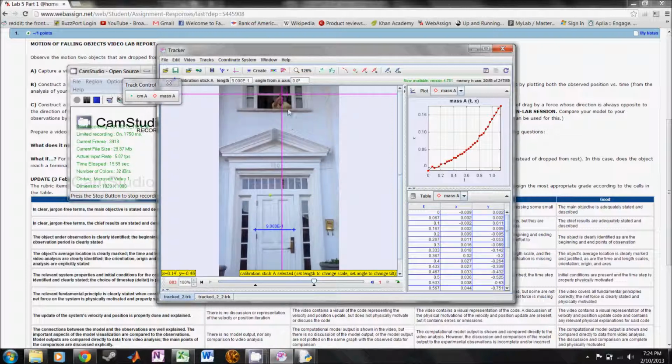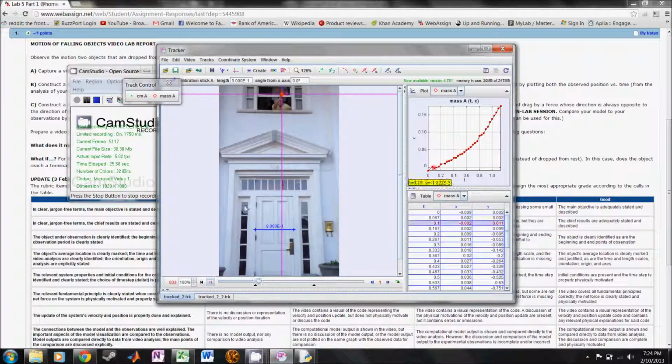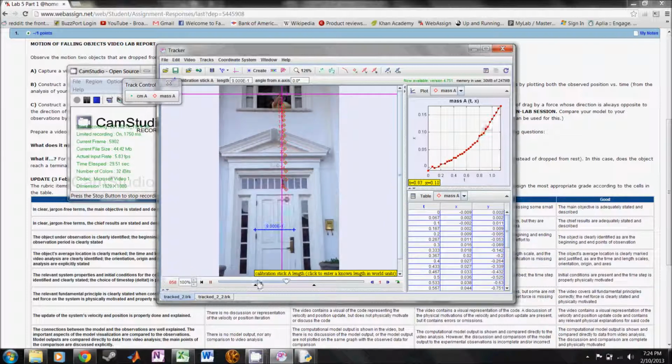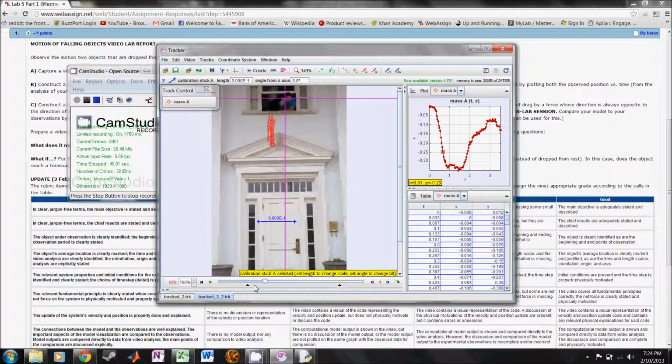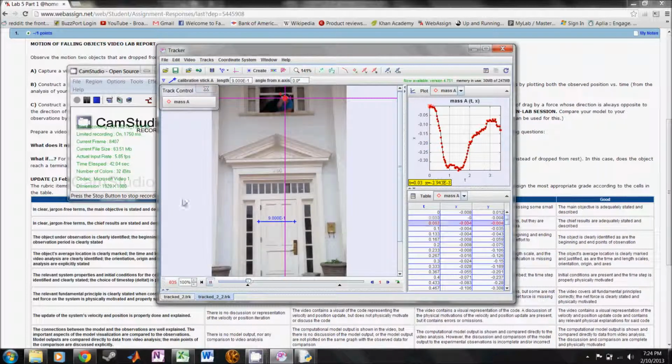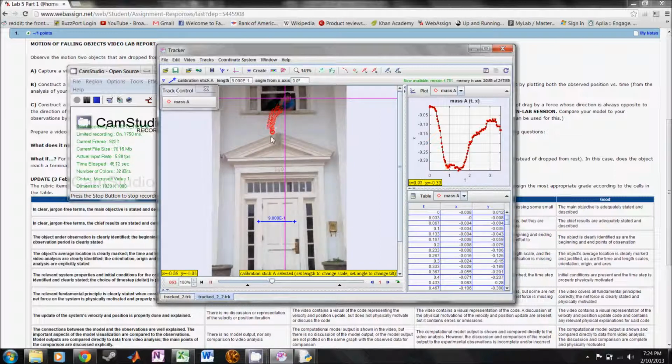If we observe the video here, let me back that up. We can see the ball falling at a steady rate. We have a calibration stick here set to 0.9 meters, which is about the width of this door. Now if we watch the falling motion of the paper, it obviously moves a lot slower, drifts around a little bit, hits terminal velocity rather quickly.